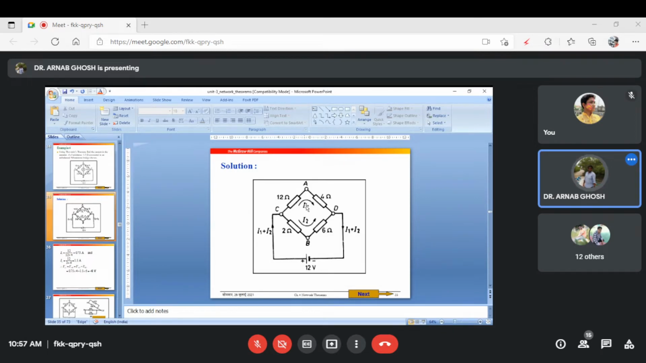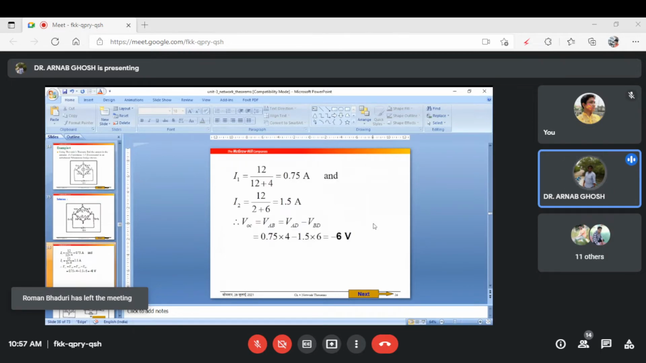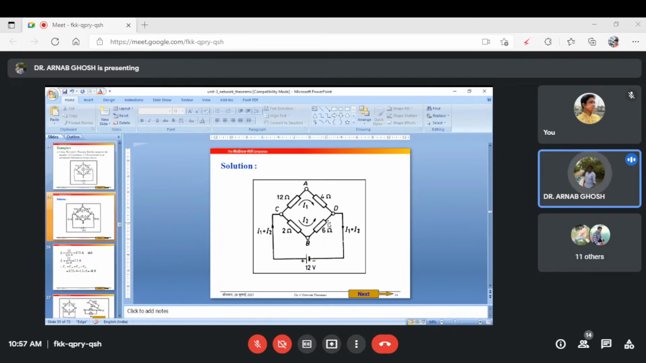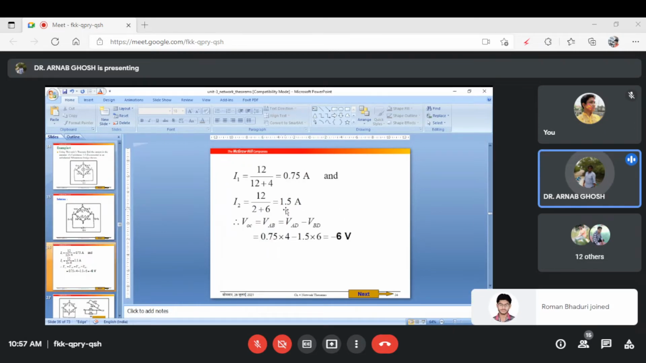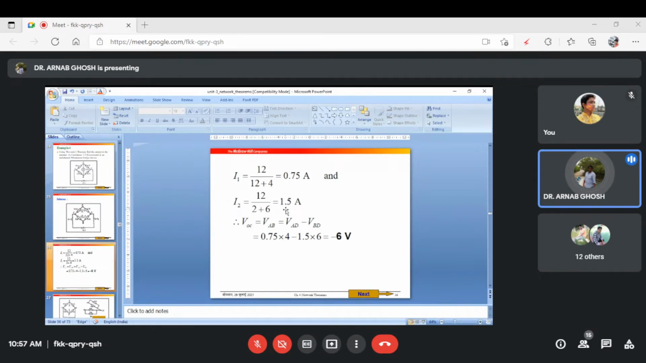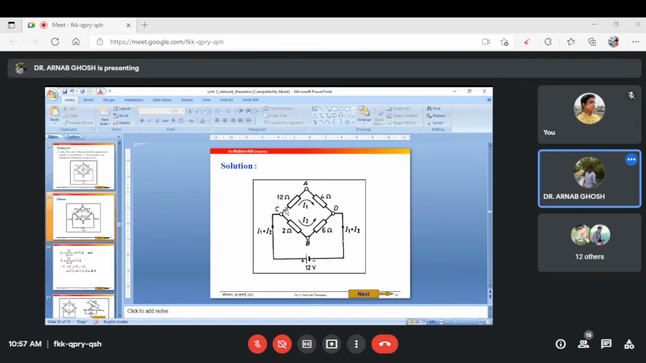Okay. So what will be I1? So these are two parallel branches, CAD one branch, CBD another branch. So these two are parallel branches. So what will be the total current I1 through CAD? This is 12 by 12 plus 4 is equal to 0.75 ampere, right? I2 will be 12 by 2 plus 6, and that is equal to 1.5 ampere. Clear till now? I1, I2 done? Yes, sir. Okay, next.